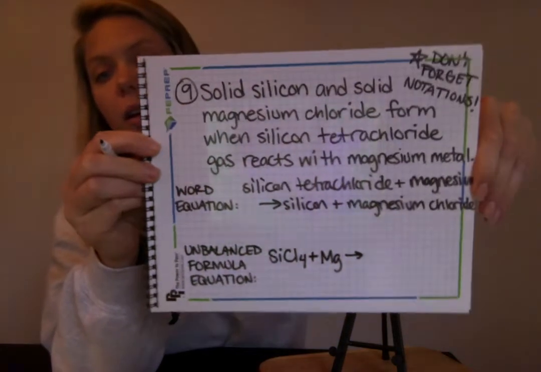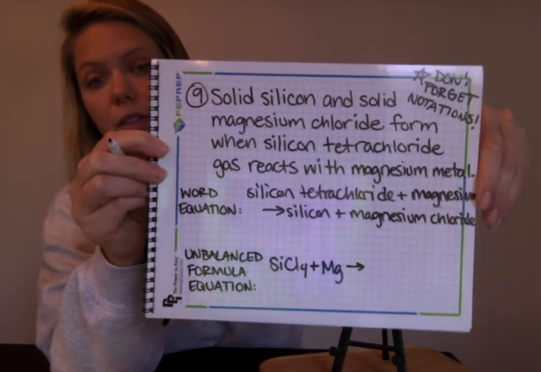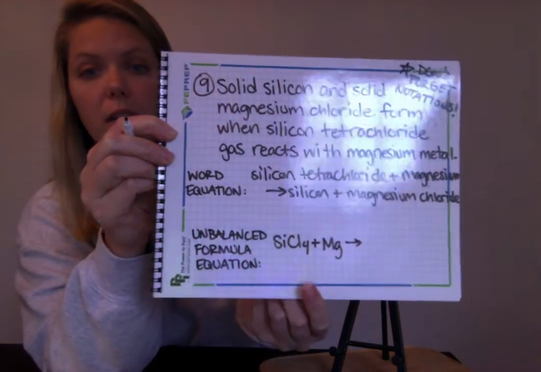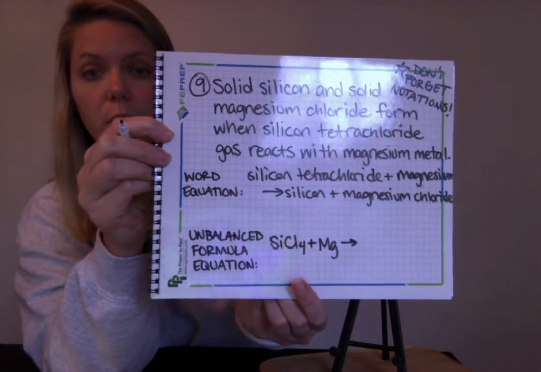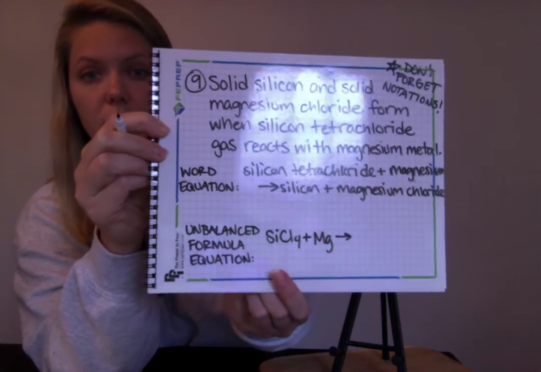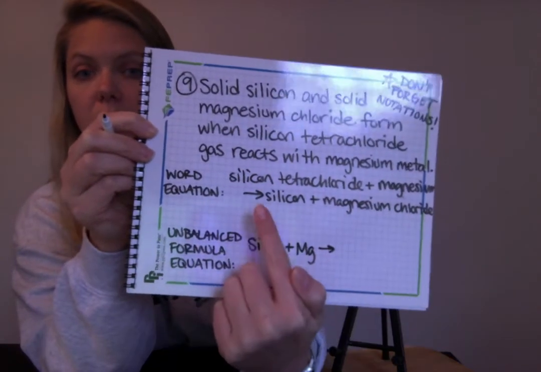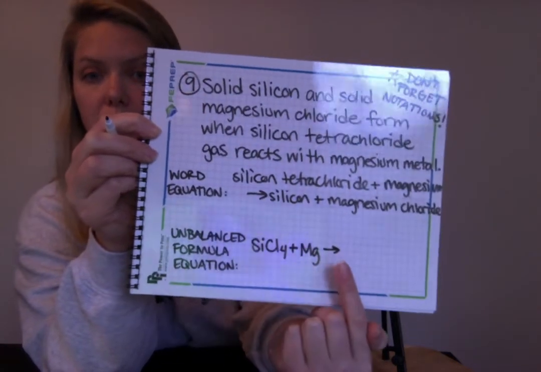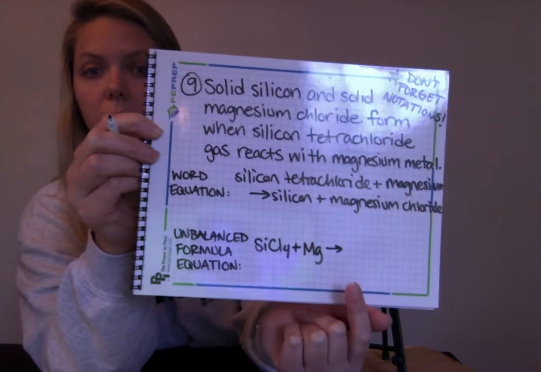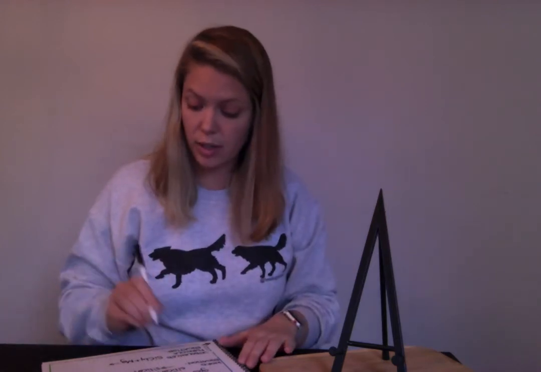Yields, let me fill you in before we move on. All right, so here's my unbalanced formula equation so far. We have SiCl4 plus Mg, so that is the silicon tetrachloride plus magnesium. Yields, we put our arrows, same thing in our word equation as our unbalanced formula. And we write our products. So silicon plus magnesium chloride, right?